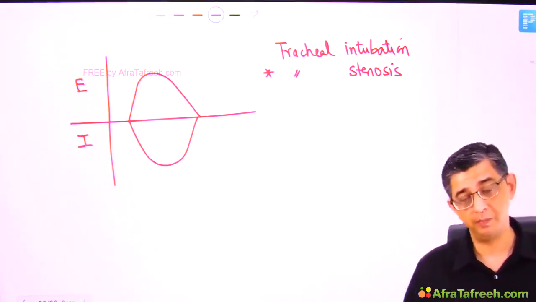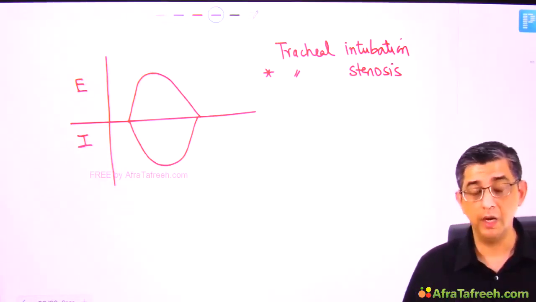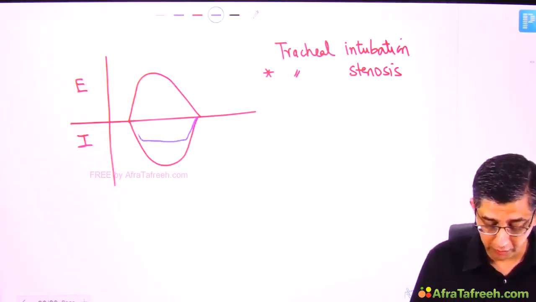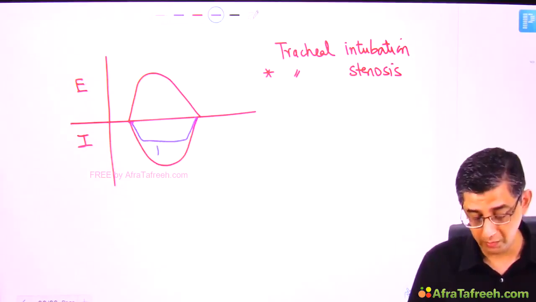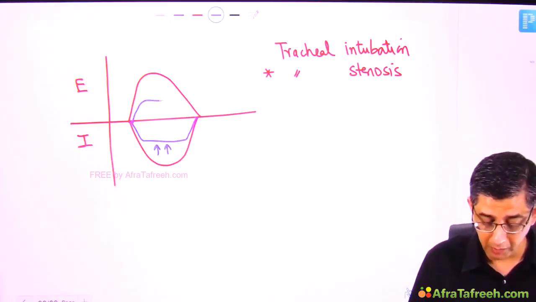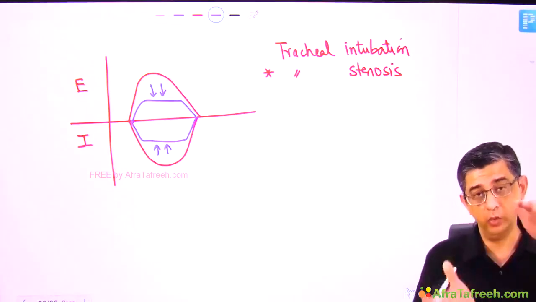Now see what will happen. If a person has tracheal stenosis, air will not be able to go in and also will not be able to come out properly. So I have shown a flattening of the inspiratory part. Why? Because stenosis is limiting the air going into the chest, and at the same time I'm flattening the expiratory part also.